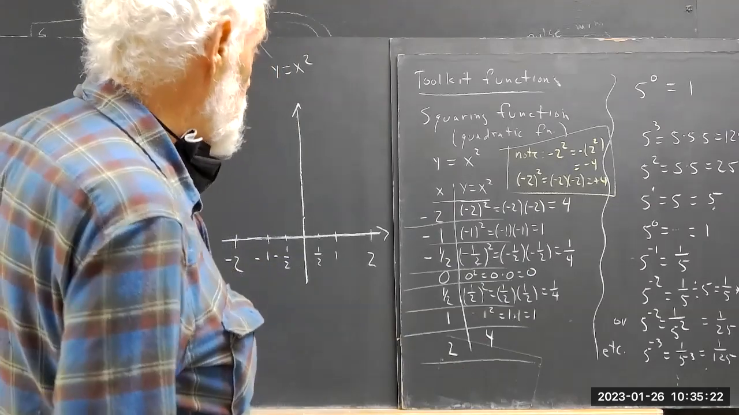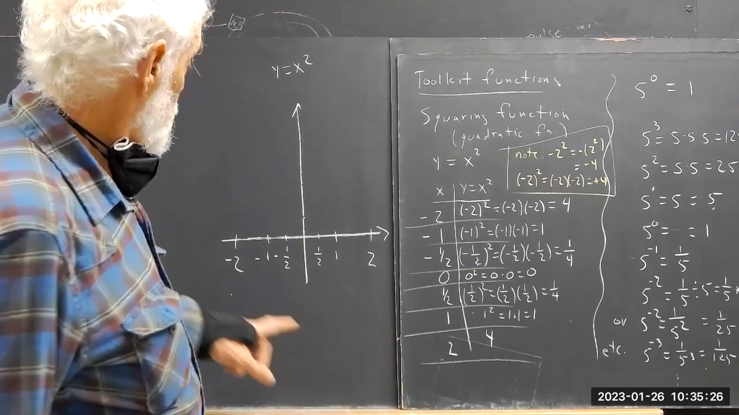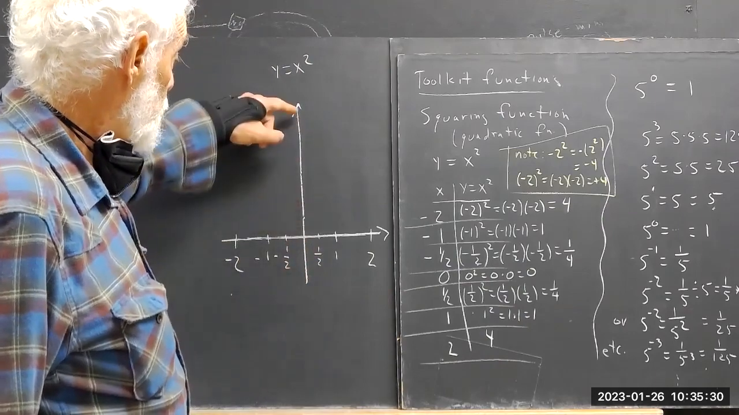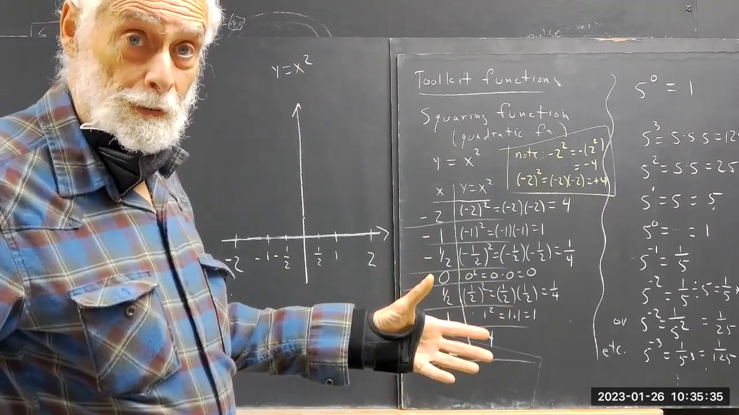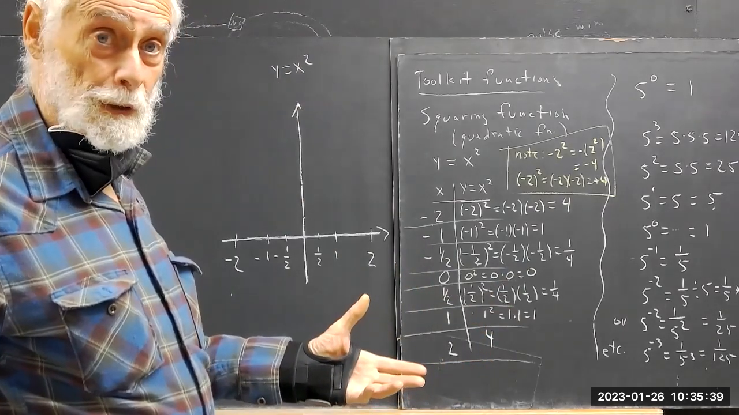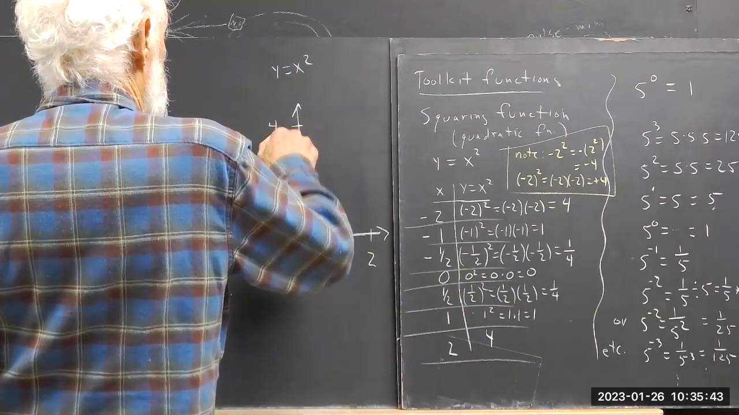Now, in terms of the language, my domain goes from -2 to 2. My range goes from 0 to 4. Now, this function is defined well beyond this range, but it's going to have the same shape no matter what your domain and range are. Okay. So put 4 up here.